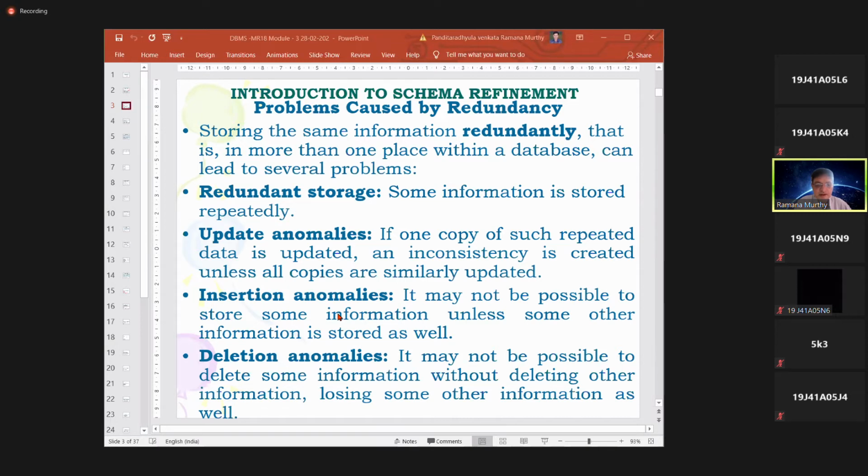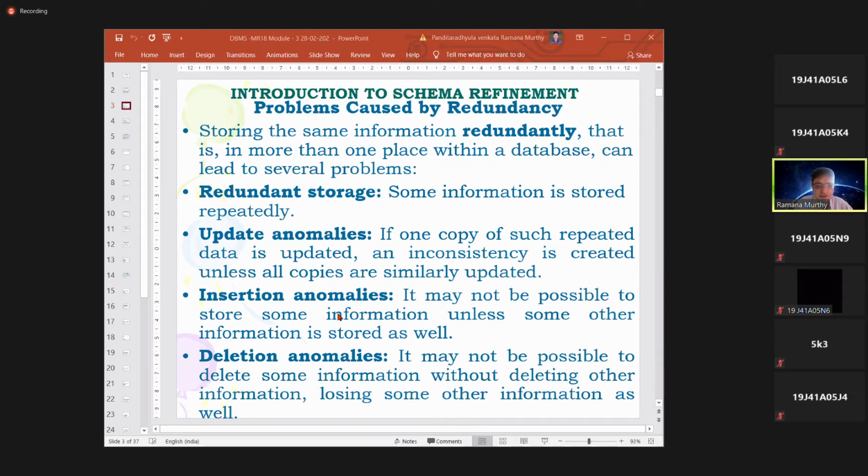Similarly, deletion anomalies. Sometimes you want to delete something, but it may lead to losing other information also, because of the redundancy. Generally, redundancy means the data may be stored at different places. That is a different thing.